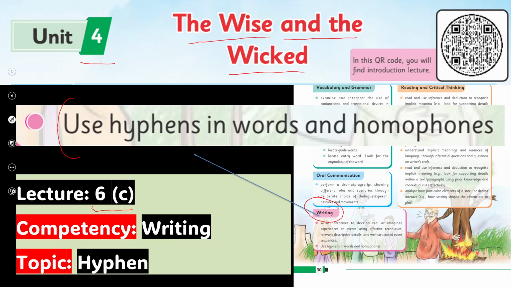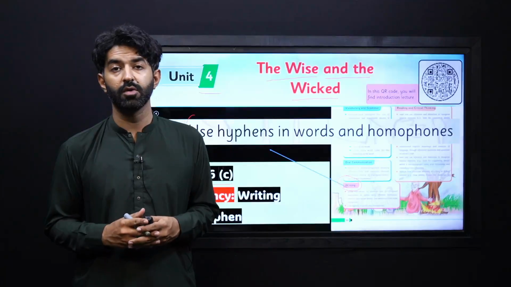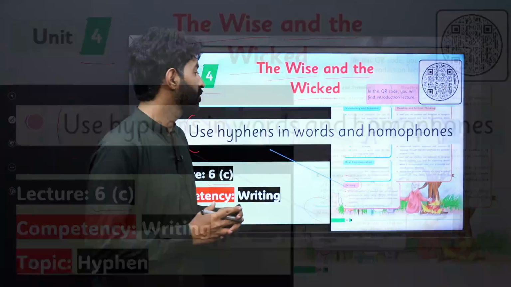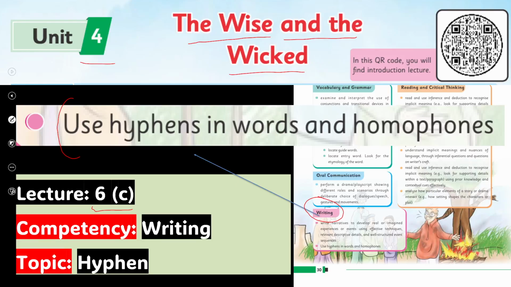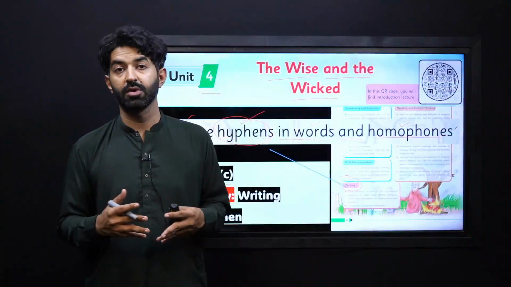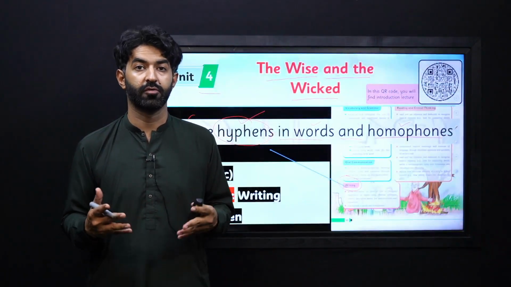This is our lecture 6C and now let's read our students' learning outcome to see what we are supposed to do. So our SLO here is very short and simple. It says use hyphens in words and homophones. So we are going to use a punctuation mark which is hyphen, a small dash like punctuation, and we are going to use them in words and also in homophones, the words that sound alike and they mean different things.